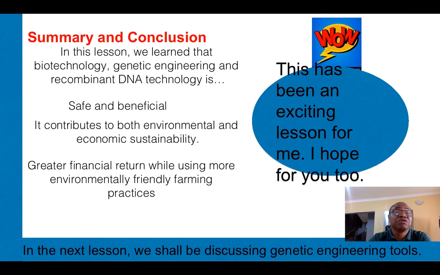In summary, in this lesson, you have come to know about basic biotechnology, genetic engineering, and recombinant DNA. And so you know that all of these three aspects are safe and beneficial. Number one, they contribute to our environmental and economic sustainability. Number two, there is greater financial return on investment in anything you want to do, either in research or in agriculture, either in medicine or industry. And of course, using all of this biotechnology and genetic engineering, we can have environments that are friendly in all that we do.